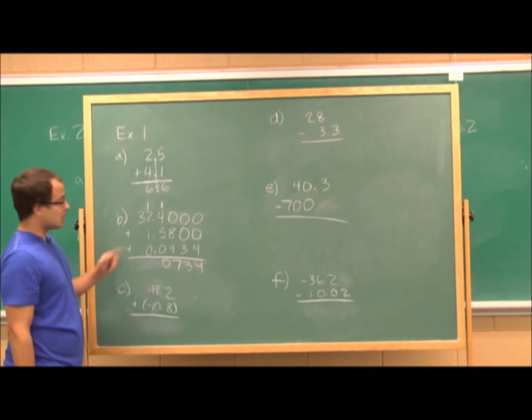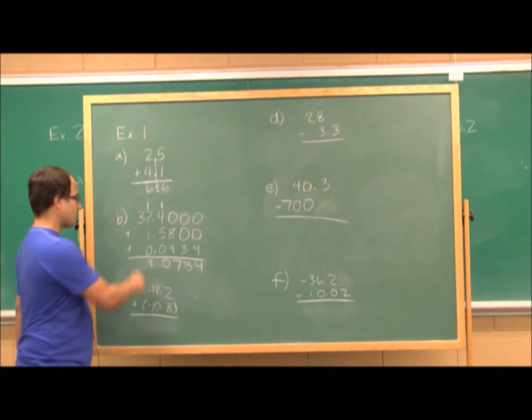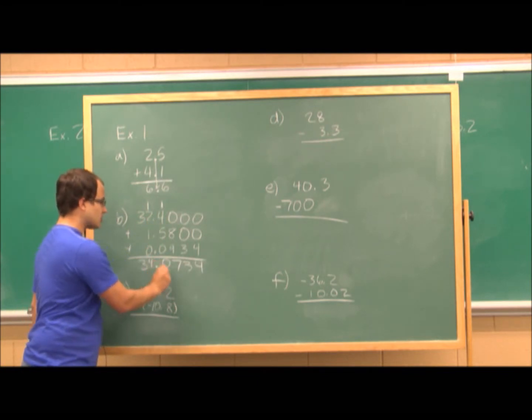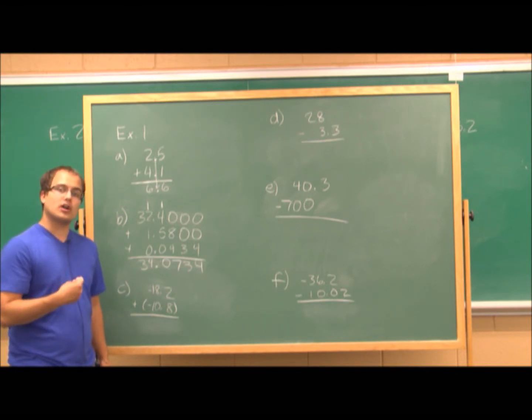1 plus 2 is 3. Plus 1 is 4. Nothing to carry. 3 plus nothing is 3. And drop down the decimal place. So the answer is 34 and 734 hundred-thousandths.